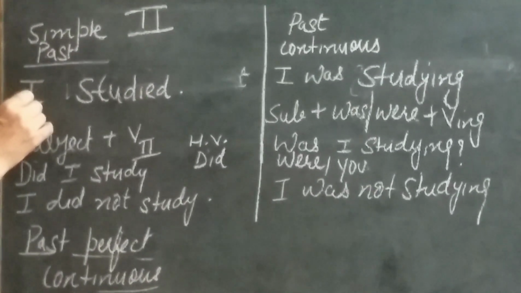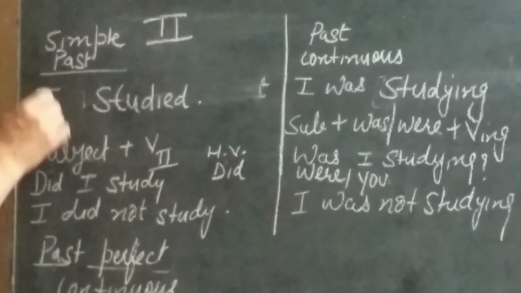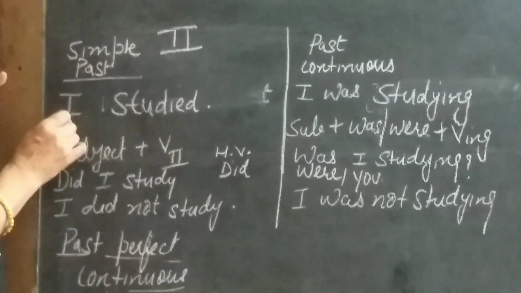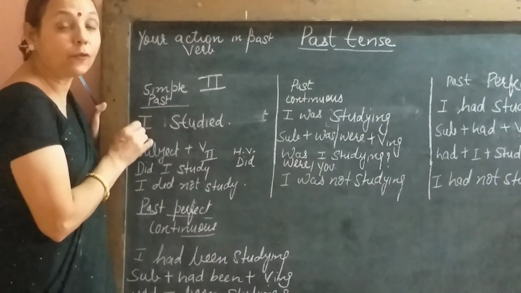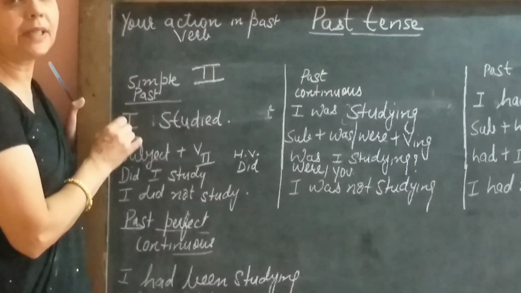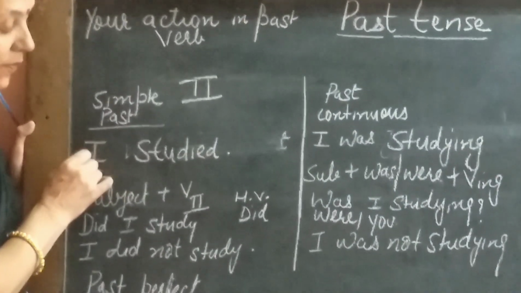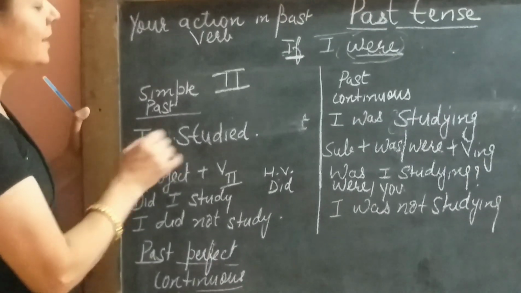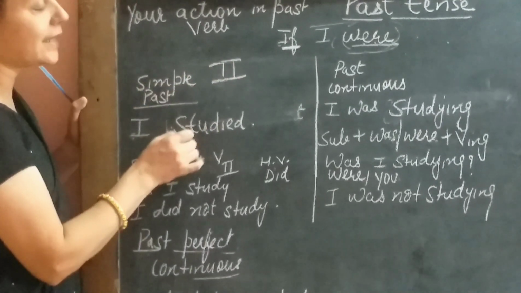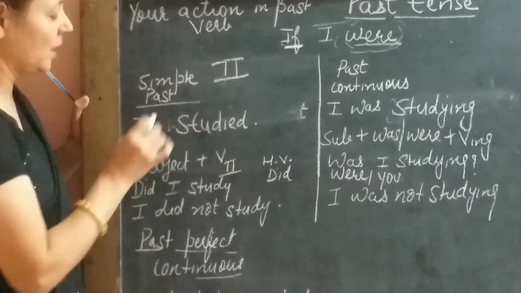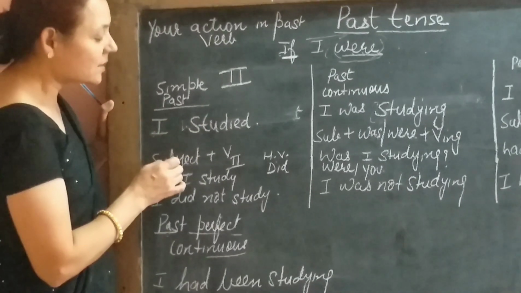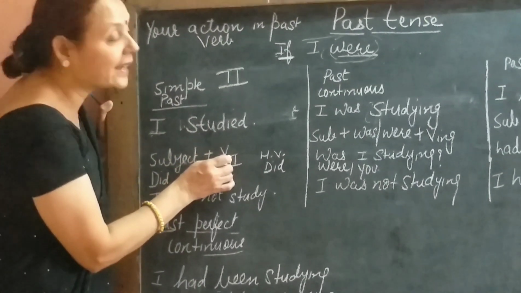I, pronoun I've taken I over here because earlier also I told you in present tense I is a special case. We use it in the plural form in present tense. Okay. But in past tense we take it in the singular form. So, I studied. I already told you this is the only tense where we use the second form of the verb. So, our sentence structure becomes subject plus verb in the second form.